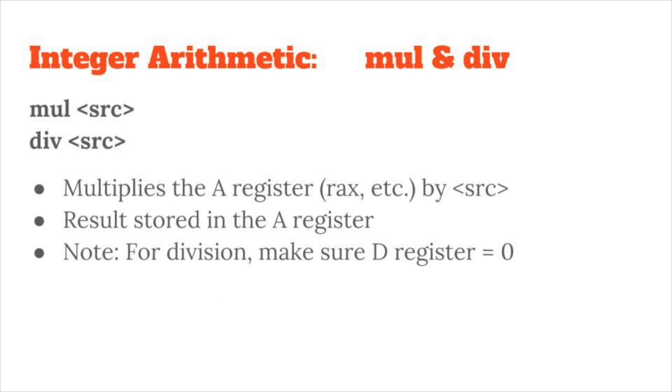Okay, so multiplication and division are kind of different, and it's our first example of where specific registers have specific purposes, and you see that importance. For multiplication, you do multiply and then some register, and that value is multiplied by the RAX register, and the result is then stored in the RAX register.